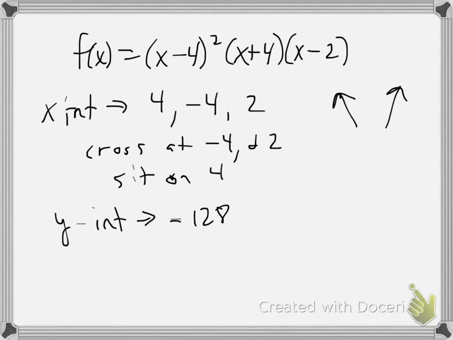So in looking at our four choices, we're going to look first for the one with the end behavior of both pointing up. That does in fact exclude one of the choices. Then we're going to look for the one that has x-intercepts of 4, negative 4, and 2. And of these three x-intercepts, we're looking for the one that crosses at negative 4 and 2 and sits on the x-axis at 4. And using that information, we're able to narrow it down to the correct answer.